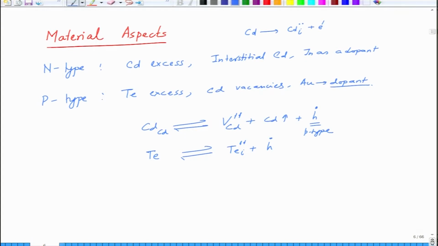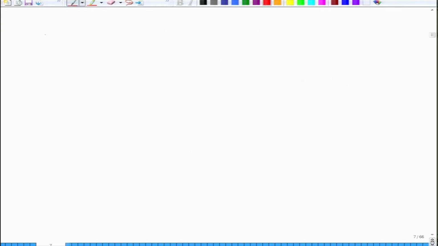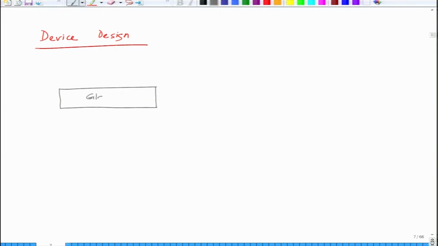Now, the typical device design in this material is, so you start from a glass substrate, let us say this is glass. So, I am going to put glass on top, okay, because I want the light to come from top. So this is light, okay.